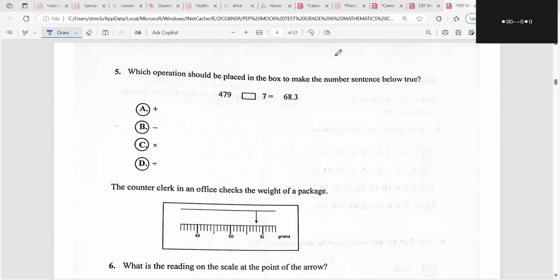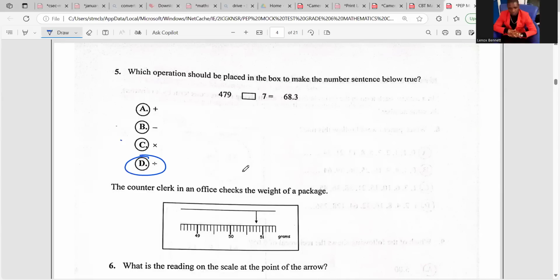Sir, so I said which operation should be placed in the box to make the number sentence below true. Sir, I pick D, sir, D as in dog. The reason I pick D, sir, is because 479 plus 7, when you add those together, sir, it will give you a bigger number than 68.3. When they subtract, sir, the number is still going to be too big, sir. When they multiply, sir, the number is going to be even bigger, sir. But sir, when they divide, sir, you're going to get 68.3, sir. Alright. Agree. Alright, let's move on to number 6. Good job.